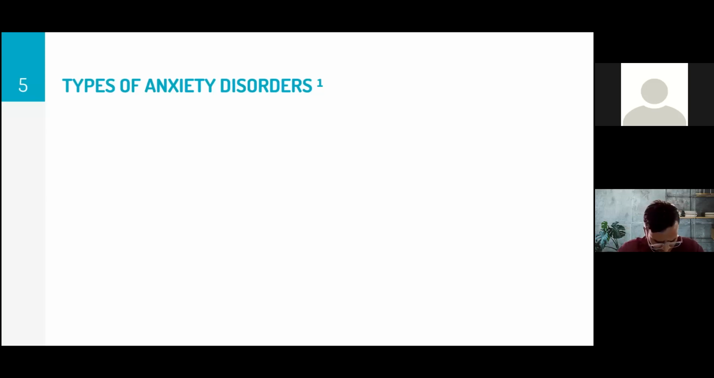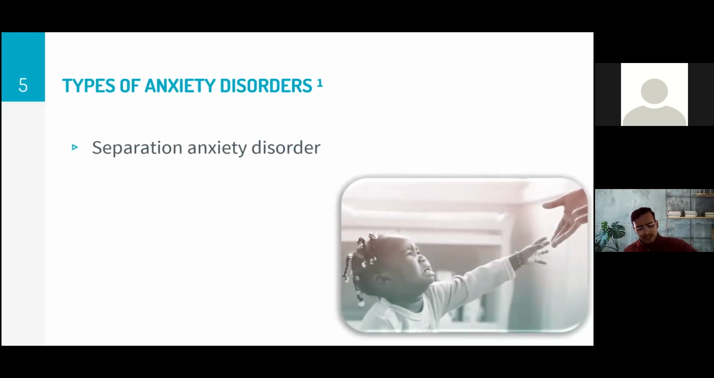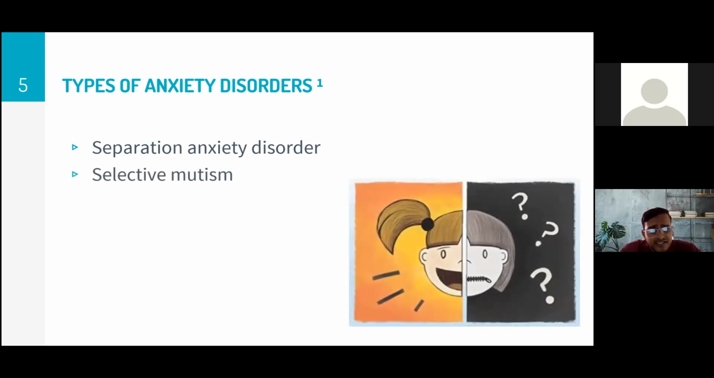So I'll be going one by one through the different types of anxiety disorders according to DSM-5. First one being separation anxiety disorder, in which the person is fearful or anxious about separation from attachment figures to a degree that is developmentally inappropriate. Second, being selective mutism, as shown beautifully in this picture. It is characterized by consistent failure to speak in social situations in which there is an expectation to speak, like in schools, but the child or the person can talk normally in other situations.